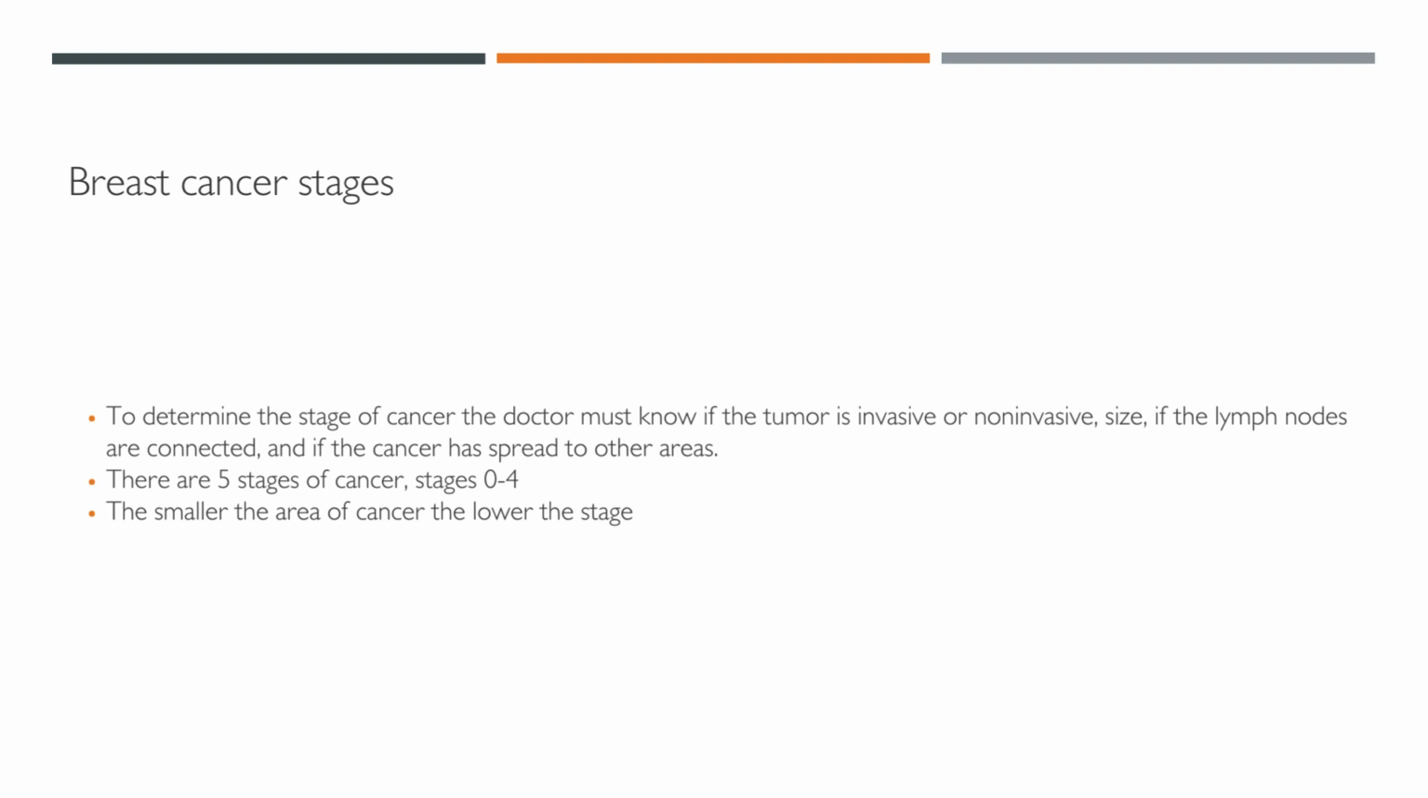Breast cancer stages. To determine the stage of cancer, the doctor must know if the tumor is invasive or non-invasive, the size, if the lymph nodes are connected, and if the cancer has spread to other areas. There are 5 stages of cancer, stages 0 through 4. The smaller the area of cancer, the lower the stage.